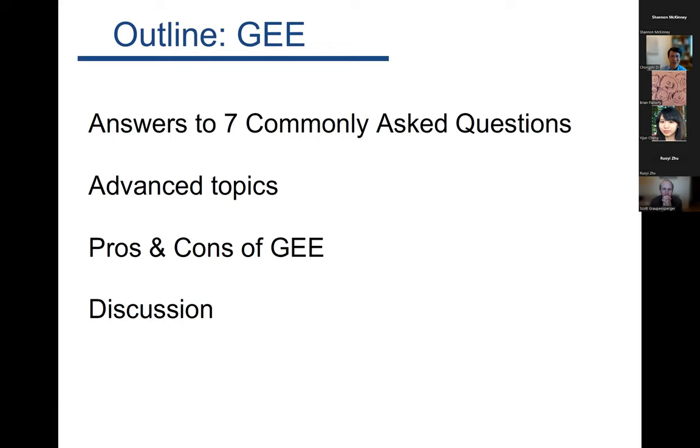So for the main outline, I've tried to break this down into seven common questions and give answers to all of them. Hopefully through this process, you can get a better idea of what GEE is. I don't think I will have much time to talk about advanced topics. Those would be about missing data and time-varying covariates issues. Then I'll talk a little bit about the pros and cons of GEE, and end with some discussion.